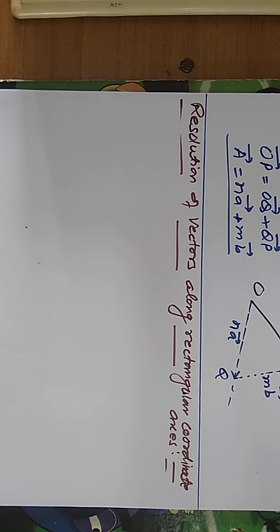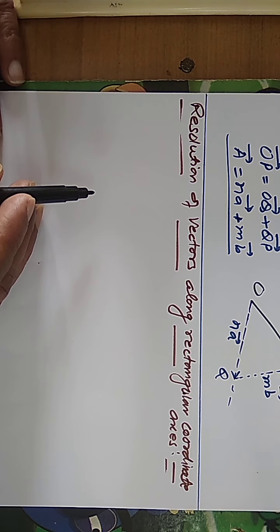Suppose that in order to resolve a vector along the coordinate axis x and y, we consider unit vectors along x-axis and y-axis. These unit vectors are denoted by i cap and j cap. Their magnitudes are unity and they have no dimension and no unit. They are just unit vectors of unit magnitude.